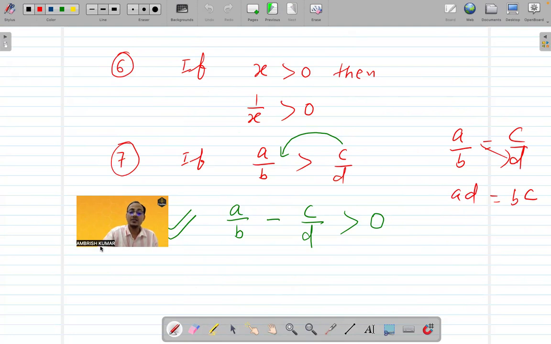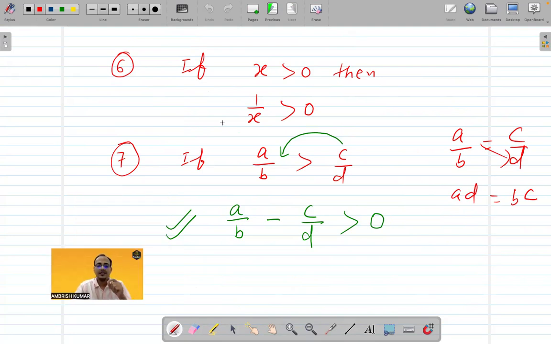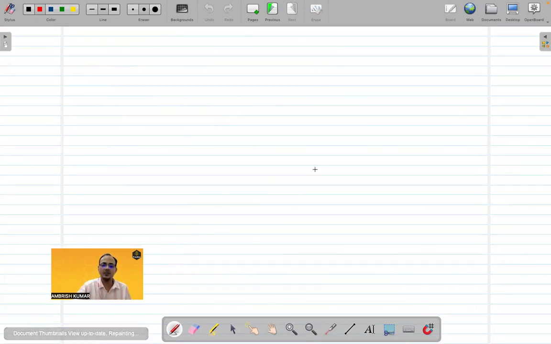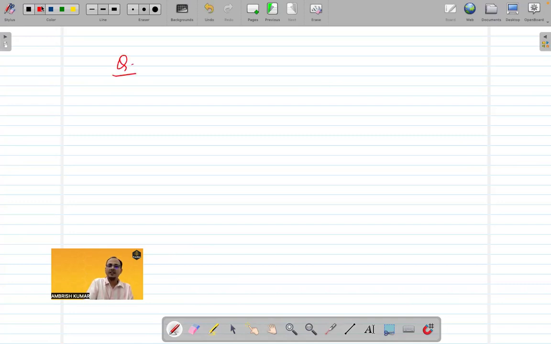Now here comes the sign. Like you are given some expression, right? Like see the basic questions. Like we have the question, we are given that, okay, 2x plus 5 is greater than 0. So how do we have to simplify this?